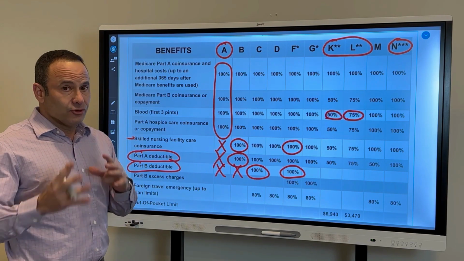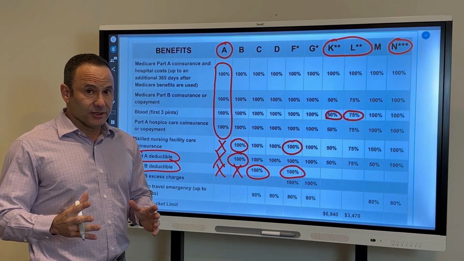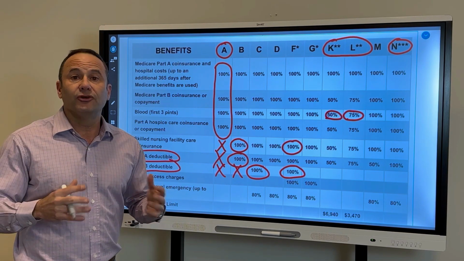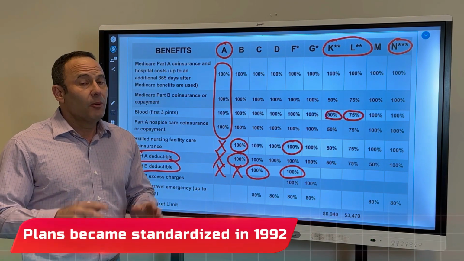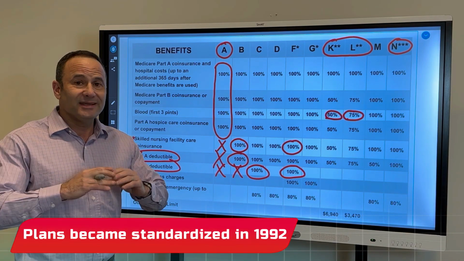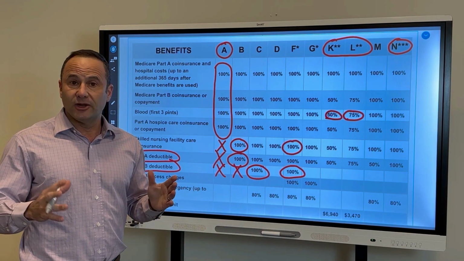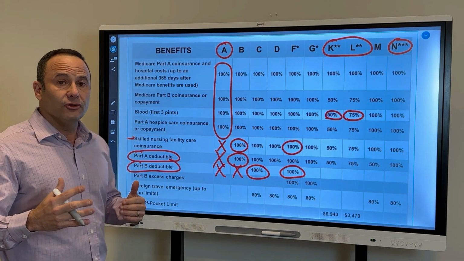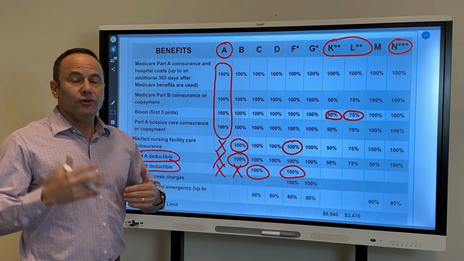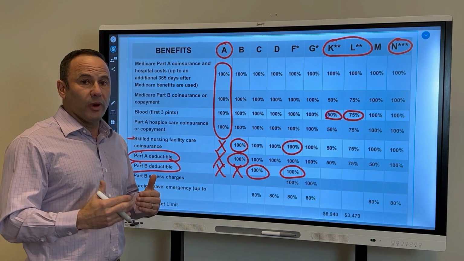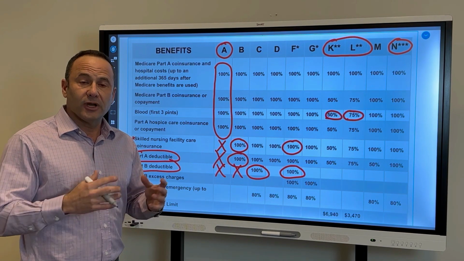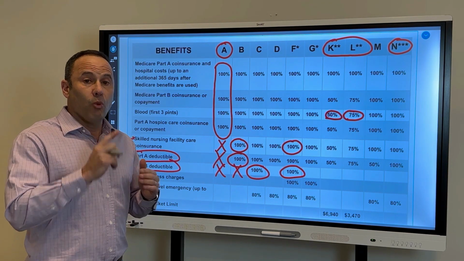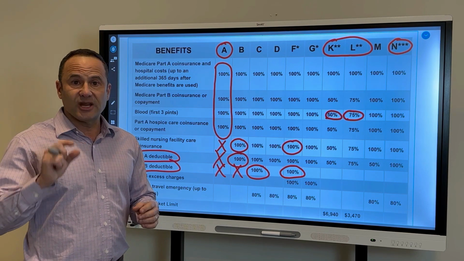Now, something I want to get into real quickly so that you understand is that this chart did not even become a reality until about 1992. Prior to 1992, we did not have standardization in Medicare Supplement plans. So what I mean by that is that prior to 1992, you would start with a Medicare Supplement plan that covered your core basic benefits, but anything else that you wanted, you purchased as a separate rider.